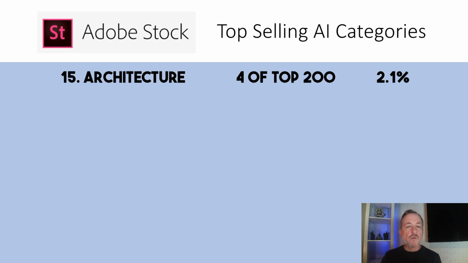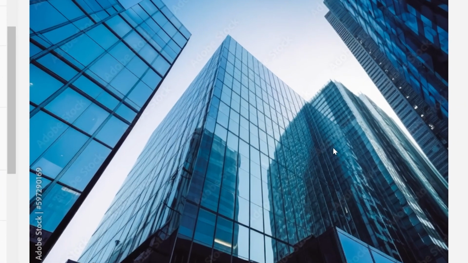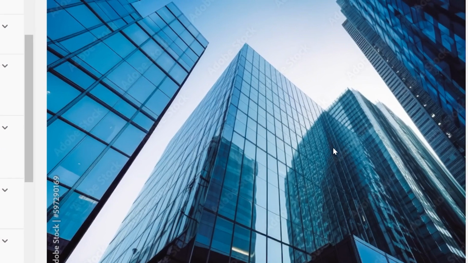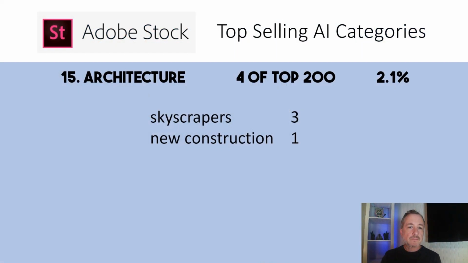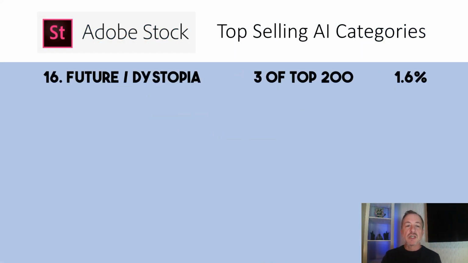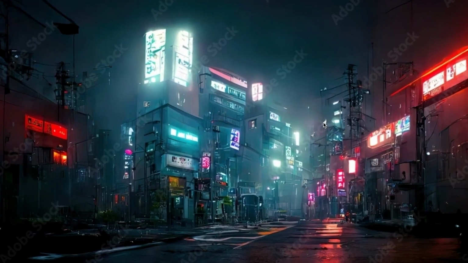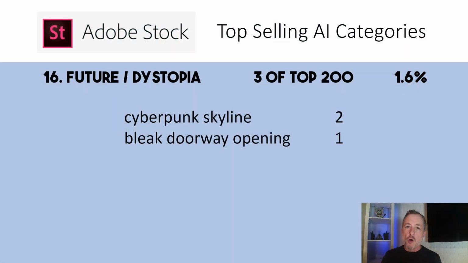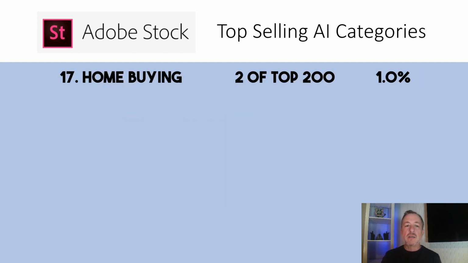15 was architecture for the top 200, showing either skyscrapers or new building under construction. Number 16 was future dystopia, some kind of a pessimistic look at a future world. Two showed sort of a cyberpunk skyline, and one was kind of a bleak doorway opening to a future in a desert type setting. Number 17, home buying.